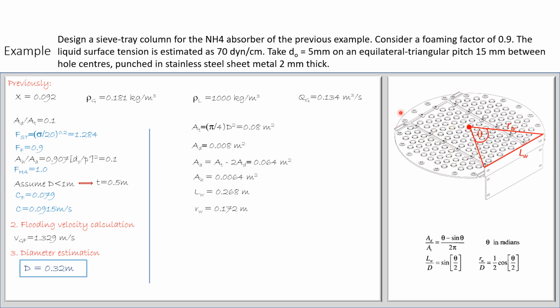We know the areas of all sections of the tray. We know the diameter of the column. We know the hole size. We know the distance between two holes. We know the length of the weir. We know how far the weir is from the center. And we know the thickness of the tray, which is 2 millimeter thick.